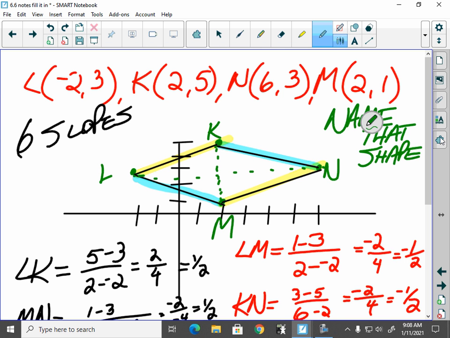So KM. Here we go. KM, 1 minus 5 over 2 minus 2. Well, thank goodness. That's negative 4 over 0. That's undefined. Are those perpendicular? Yes. Okay, so that means that puppy is definitely a rhombus. I got a feeling. Woo.